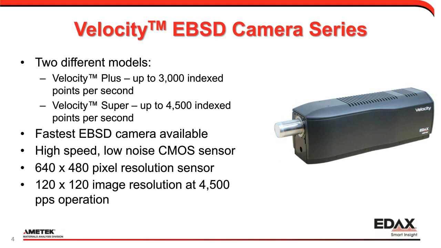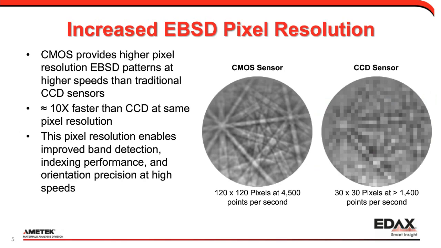And in addition to being fast, it provides patterns of 120 by 120 pixels at those high speeds. So not only do we get high speed efficiency, but this increased pixel resolution provides, I'm going to use the word higher quality, but quality is not really the right word, but we have more pixels to work with. And this pixel resolution allows for improved band detection, which follows for improved indexing performance and improved orientation precision at high speeds. So it's faster, but also with more data, which leads to more accurate, precise data.